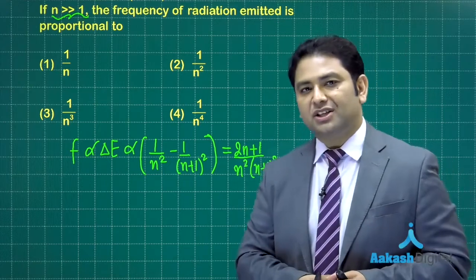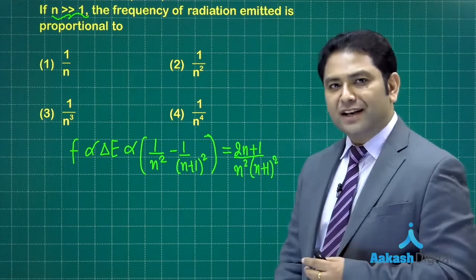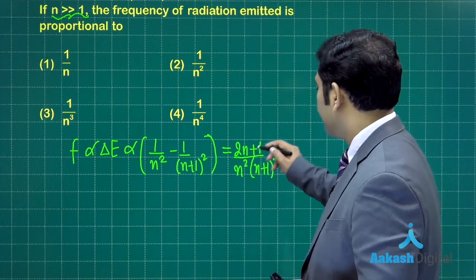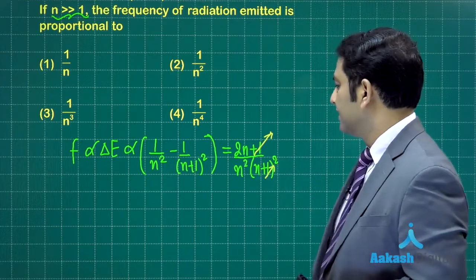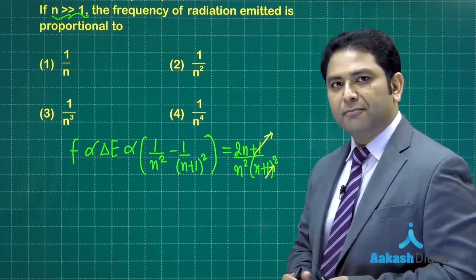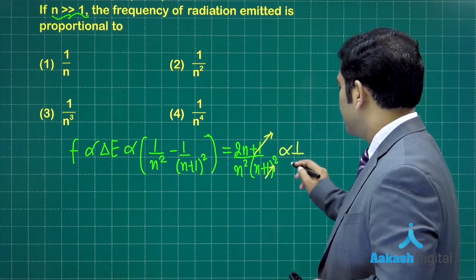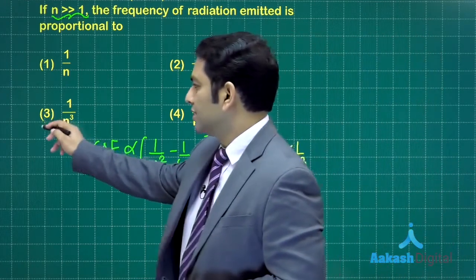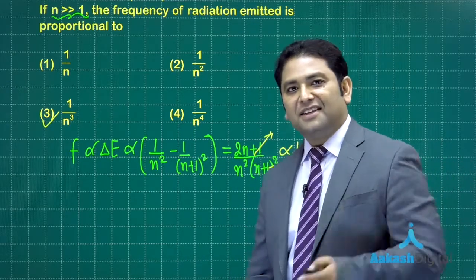Now just pay attention, how do we put the condition? Because n is very much greater than 1, this particular 1 can be fairly neglected, and even this 1 can be fairly neglected. So upstairs n, downstairs n to the fourth, so ultimately this is going to be 1 by n cube. And there it goes, option number 3. A good one, worth doing. Let's go for the next.